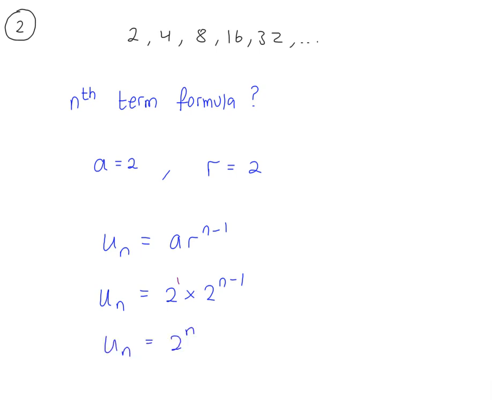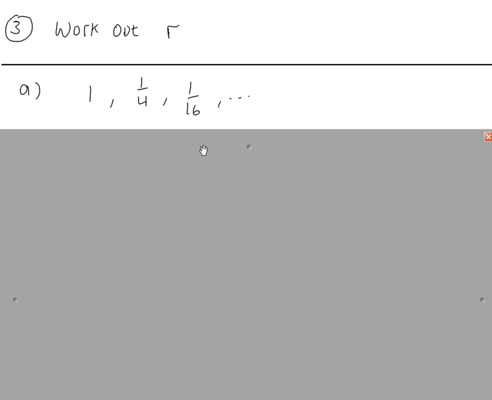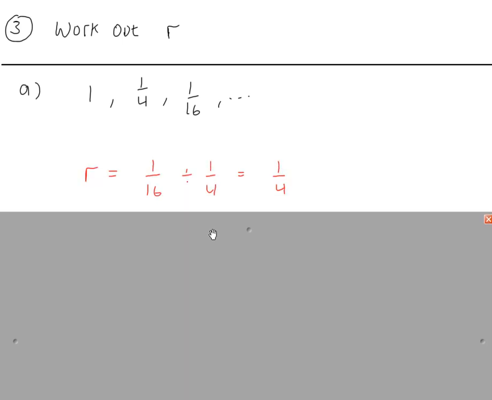Okay, work out the value of the common ratio for these terms. So if we take any two terms and we divide, so if I take these two terms, it's the term on the right divided by the term on the left. So the common ratio is 0.25, or a quarter.